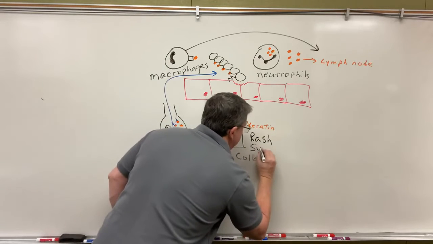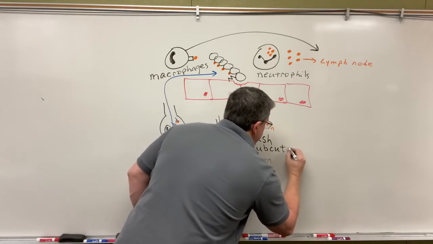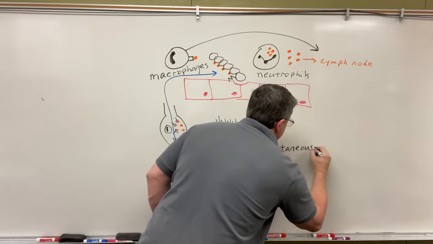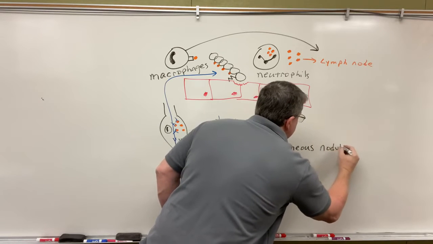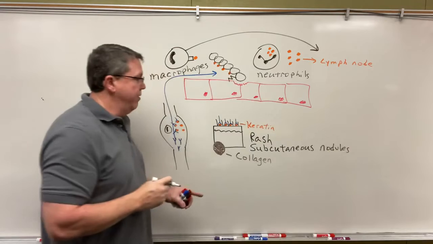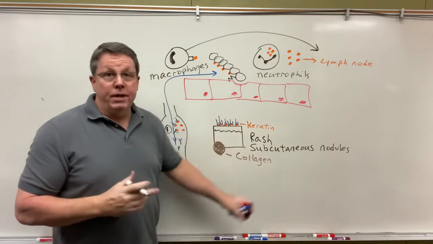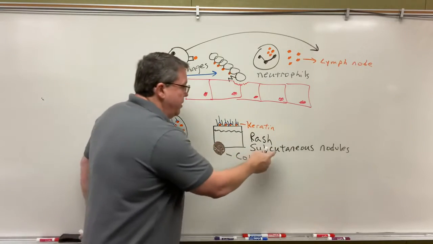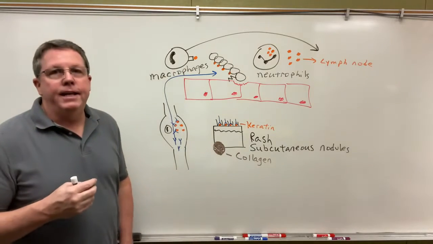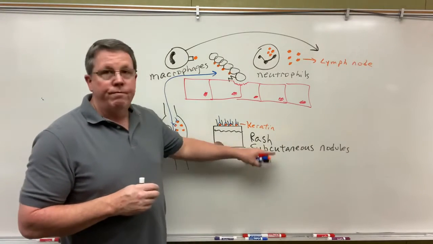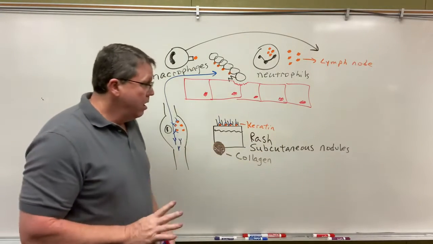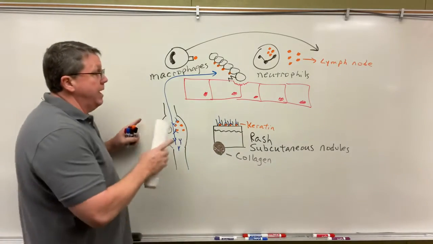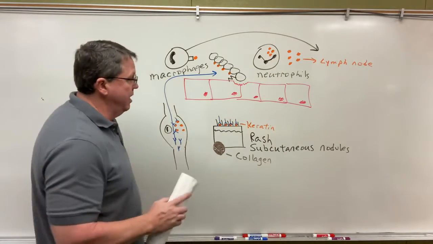I'm just going to write right here: subcutaneous nodules. Okay, so that's another sign of rheumatic fever. This is not that common, but it still occurs. The other thing about this is that these will eventually go away. So that's one of the things that can happen in rheumatic fever: I get subcutaneous nodules and I get a rash.